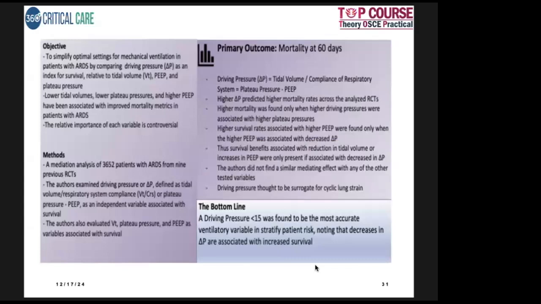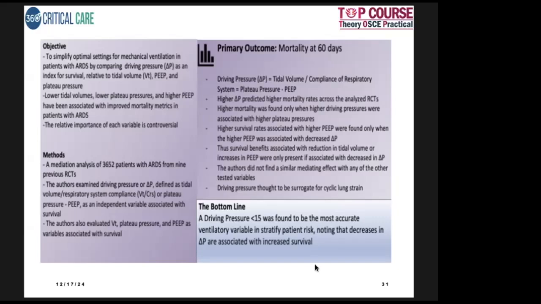So this was one of the studies conducted by Amato et al., which was a mediation analysis involving 3,652 patients with ARDS across 9 randomized controlled trials to determine the optimal ventilatory settings for improved survival, where they used driving pressure, tidal volume, PEEP, and plateau pressure as predictors of mortality at 60 days. The driving pressure emerged as the strongest independent variable associated with survival. So higher driving pressure predicted increased mortality, particularly when higher driving pressure was associated with elevated plateau pressures also.